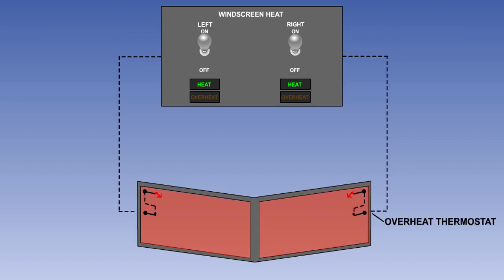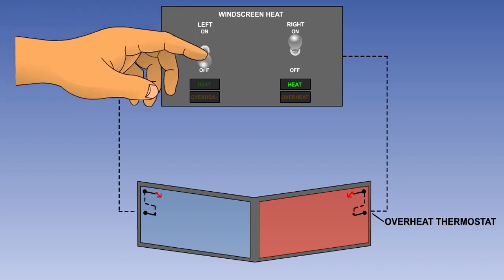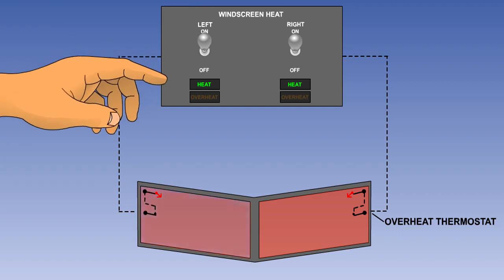Both systems also have a thermostat in the windscreen for overheat protection. If the normal system fails to control the windscreen temperature, the overheat thermostat will cut off the power and put on a warning light. On some systems, the system will now operate in the overheat mode, with the overheat thermostat controlling the temperature and the warning light cycling on and off. On others, once the overheat thermostat opens, the warning light is locked on and heat can only be reapplied by cycling the control switch to off and then back to on.